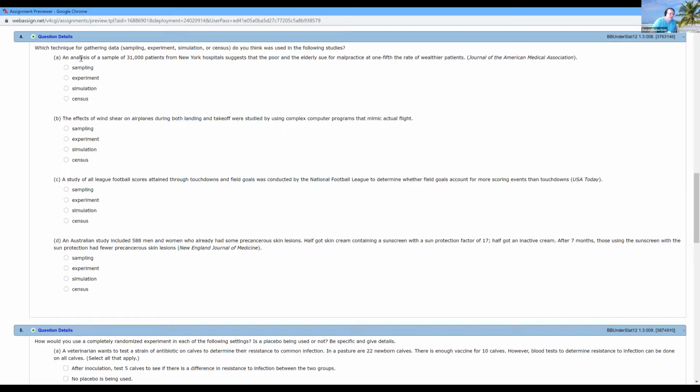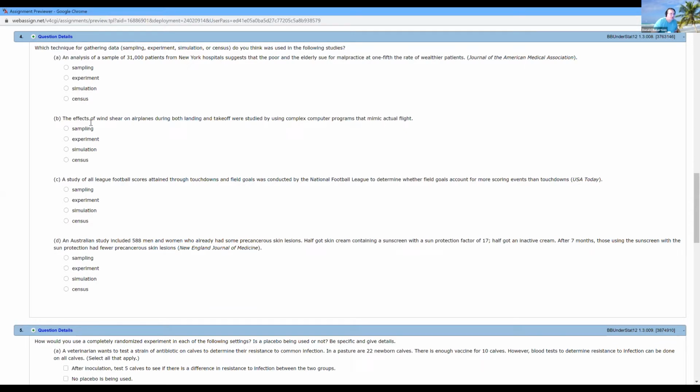So the first one, the analysis of a sample of 31 patients from New York hospitals suggests that poor and elderly sue for malpractice at one-fifth the rate of wealthy patients. So if you go to hospital and something doesn't work out right, elderly patients don't tend to sue and poor people don't tend to sue. But if you're rich, you sue them all the time. I'm exaggerating, but that's what it's saying, right? And how do you think this evidence was probably collected?